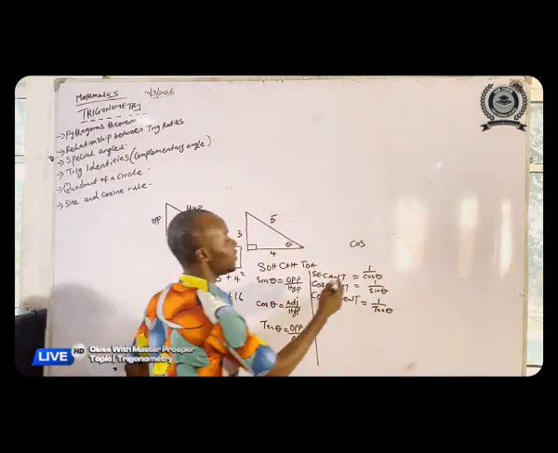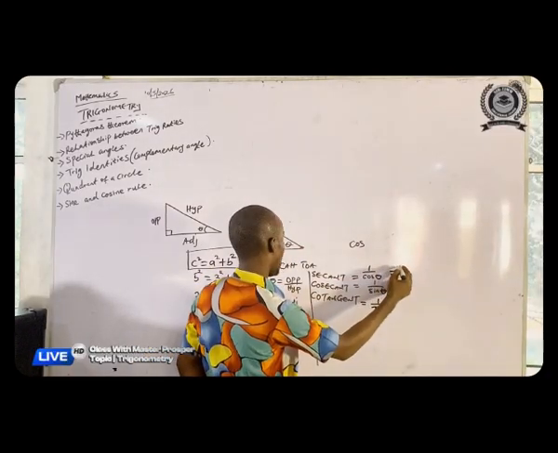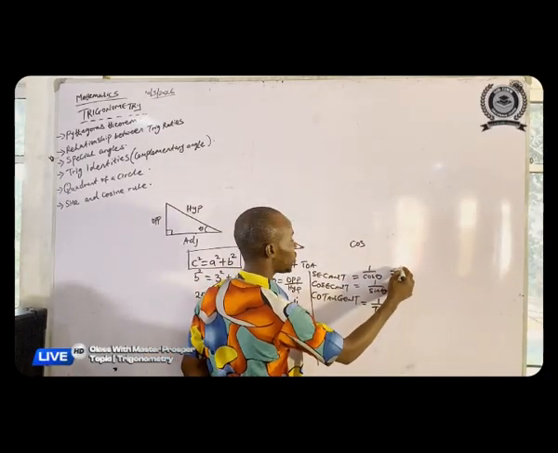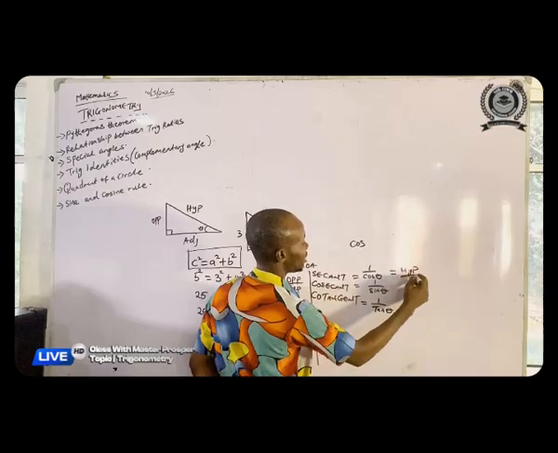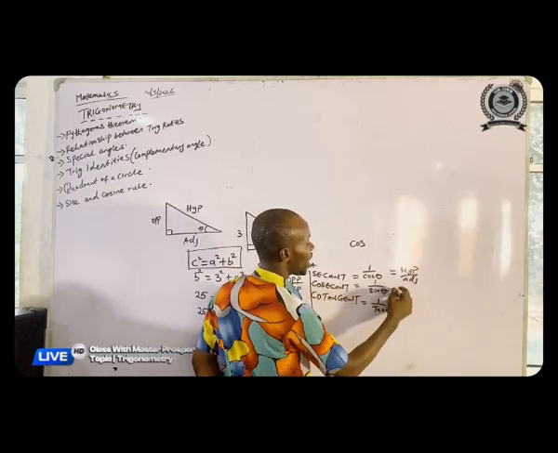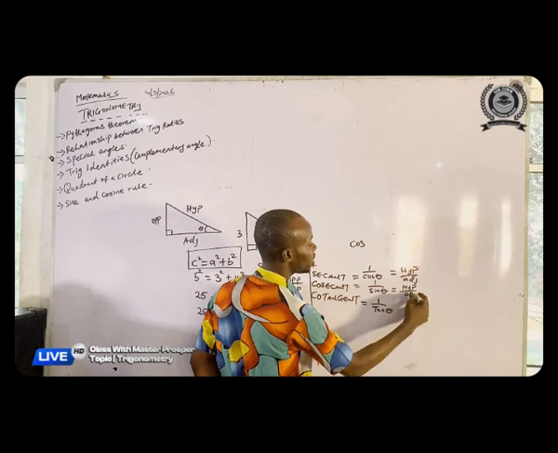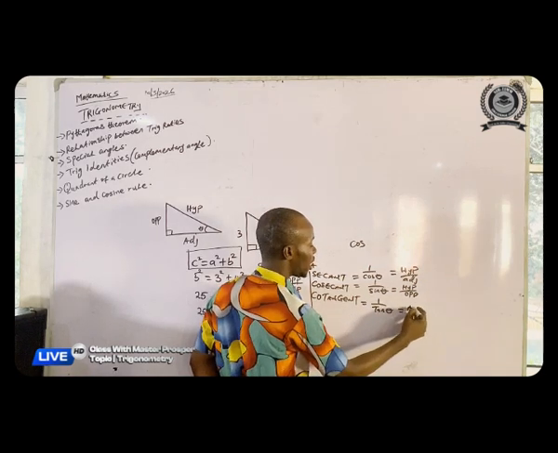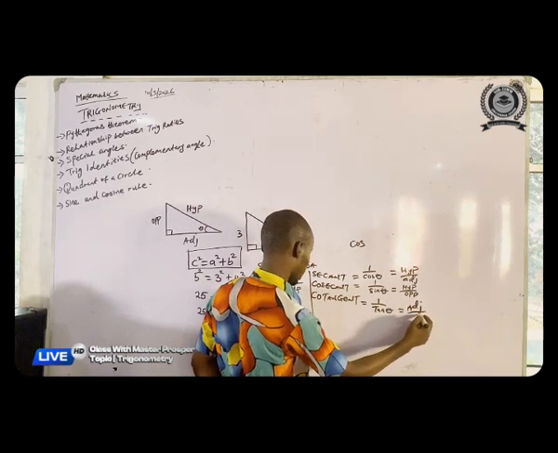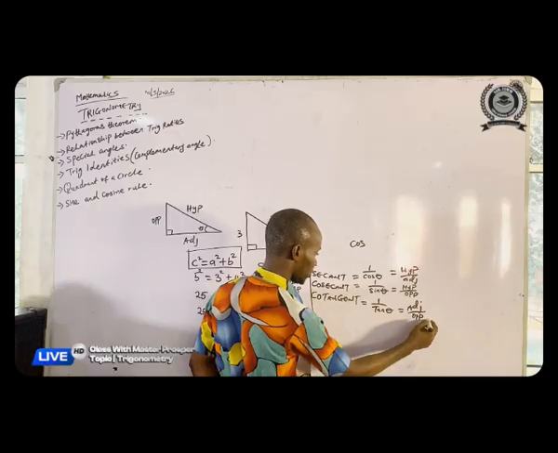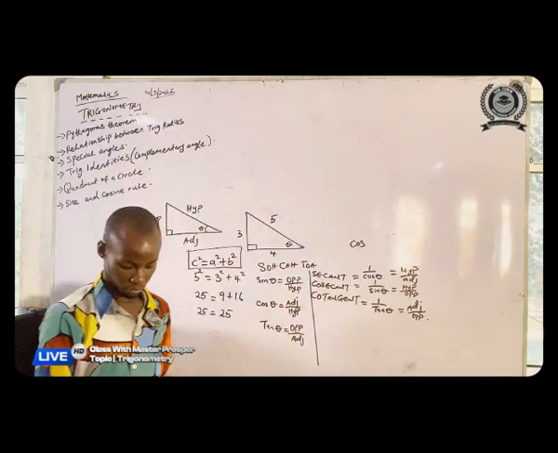Now in other words, we're having our secant to be hypotenuse over adjacent. And we're having this to be hypotenuse over opposite. And this one to be adjacent over opposite. Sorry.